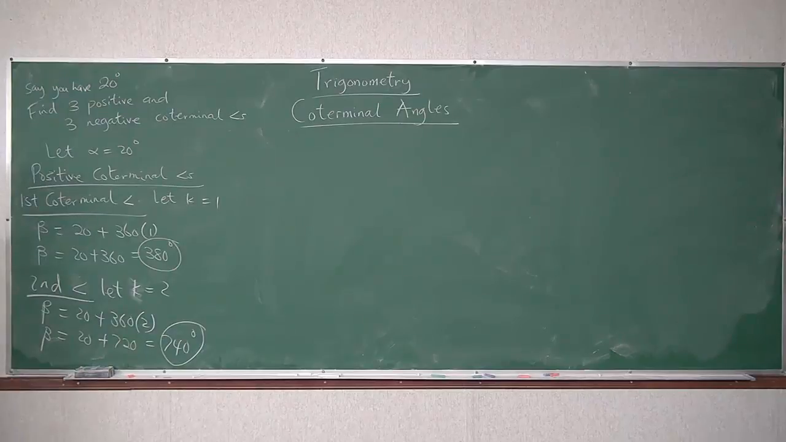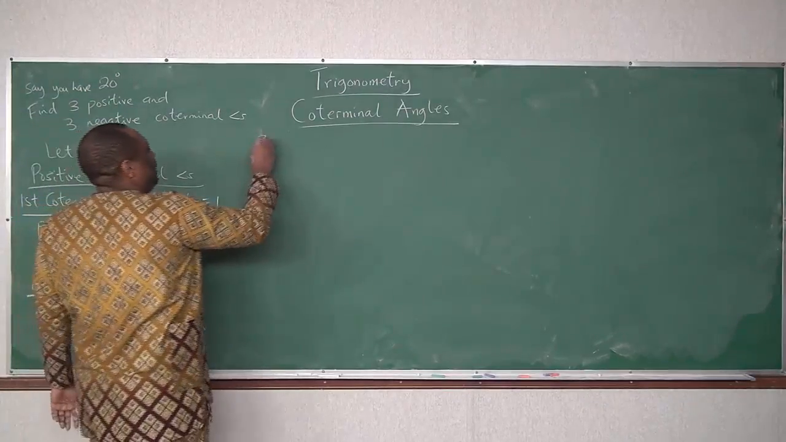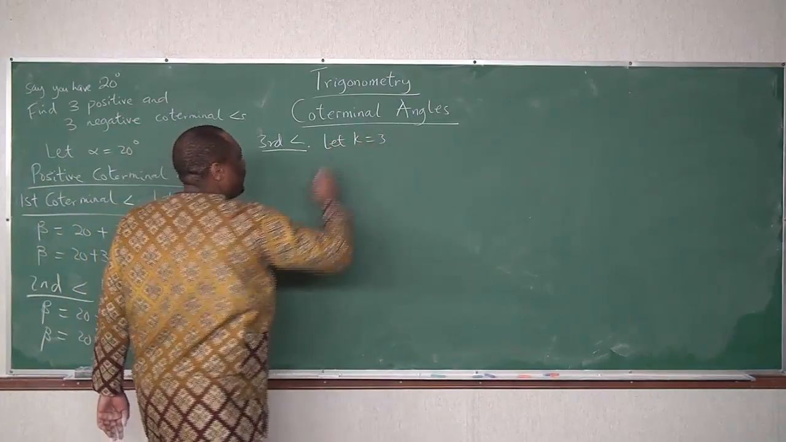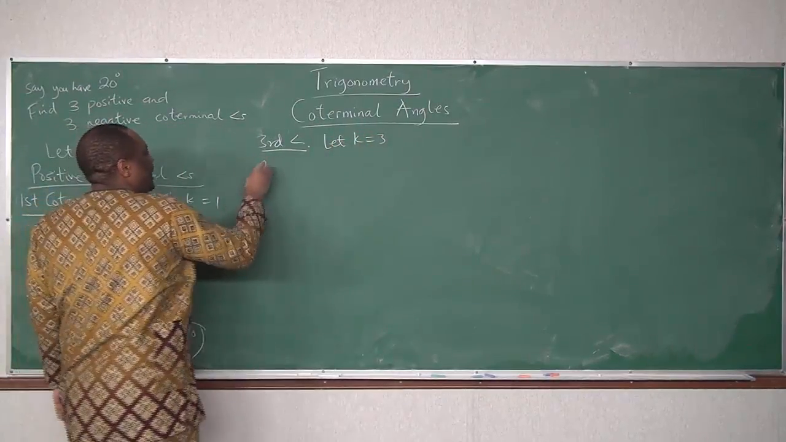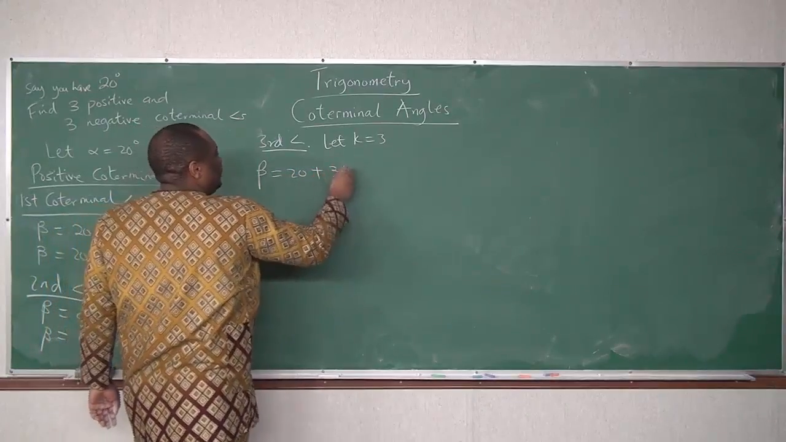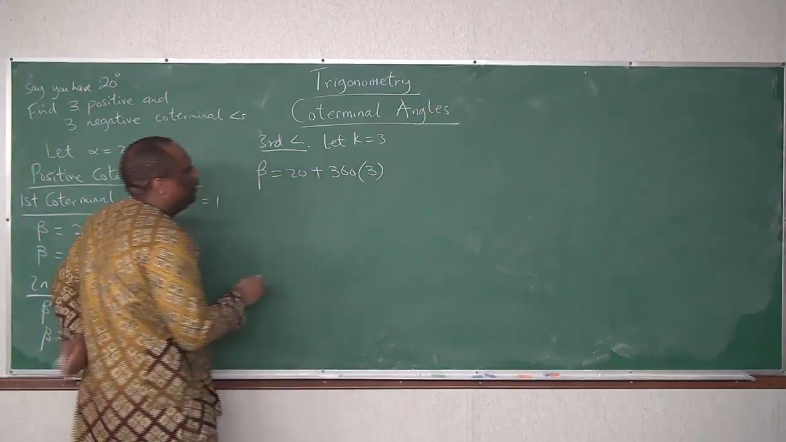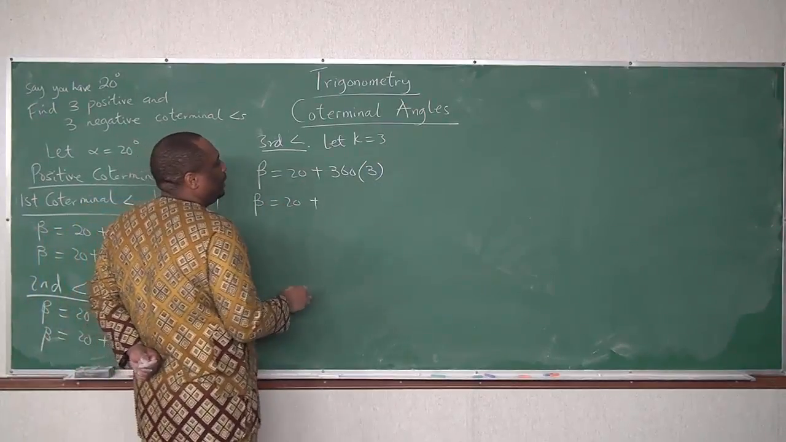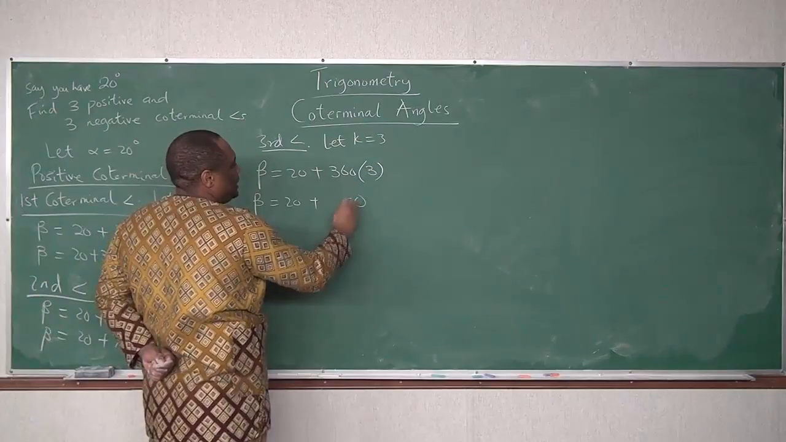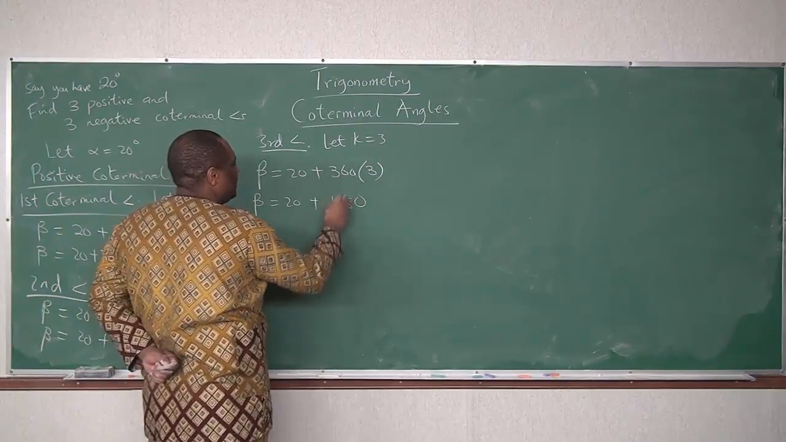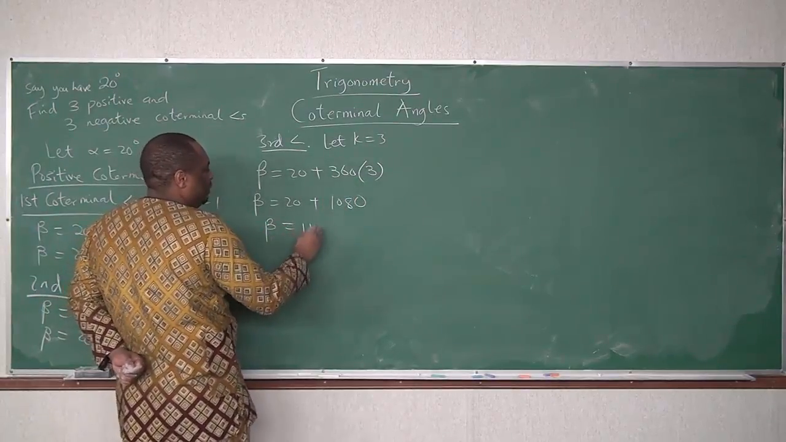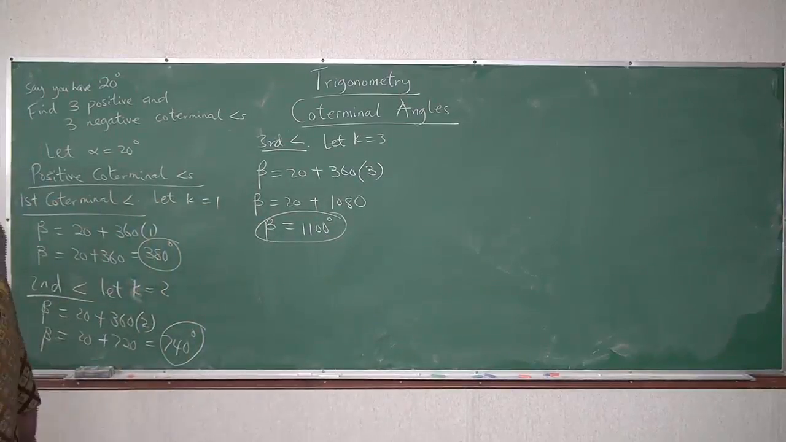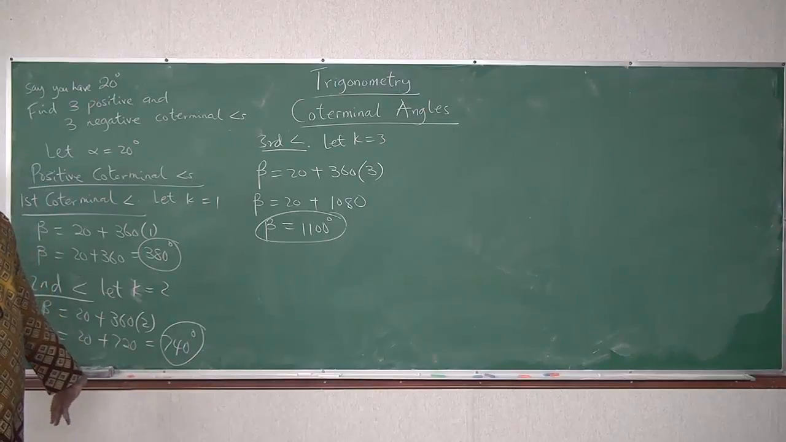740 degrees. And then the third coterminal angle, let K be 3. And we now say that beta will be 20 plus 360 times 3. So beta will be 20 plus 1080, which is 1100 degrees. So these are the 3 positive coterminal angles.